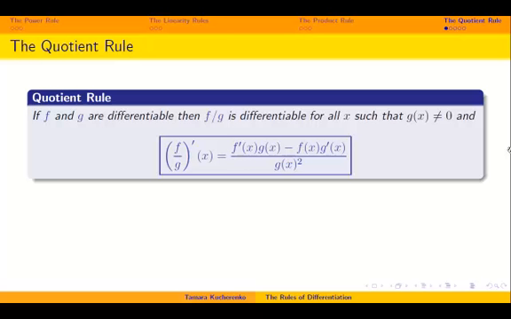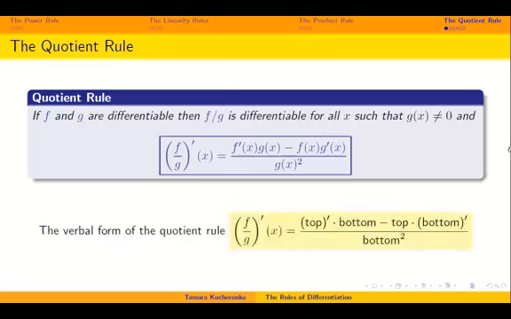To remember the quotient rule, it is useful to say it in words. f over g prime equals top prime times bottom minus top times bottom prime divided by bottom squared.